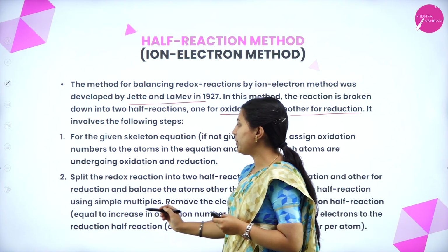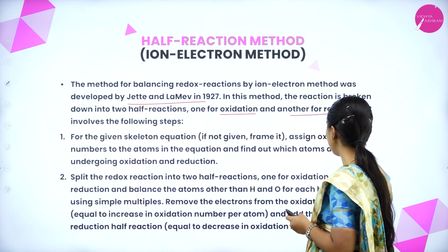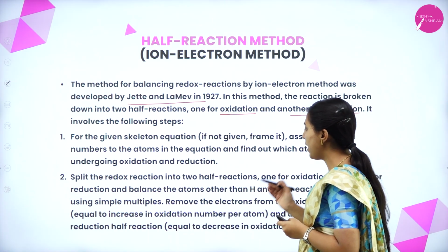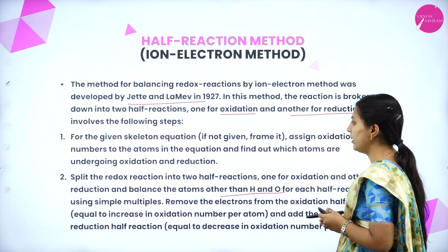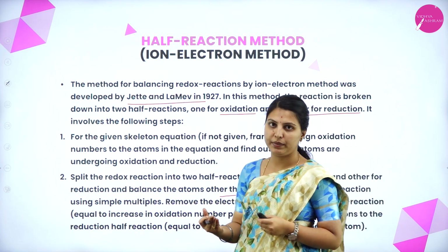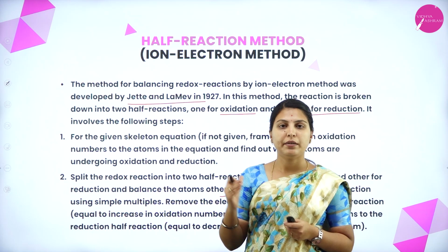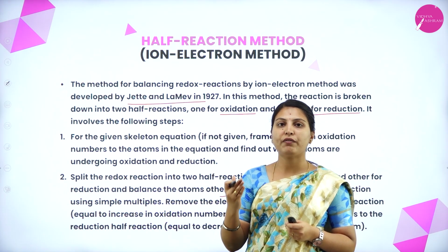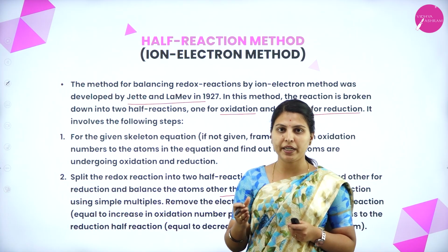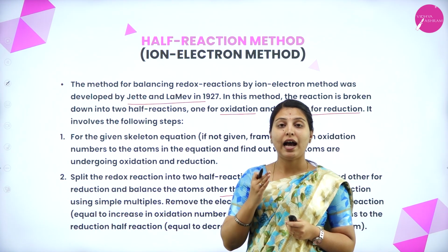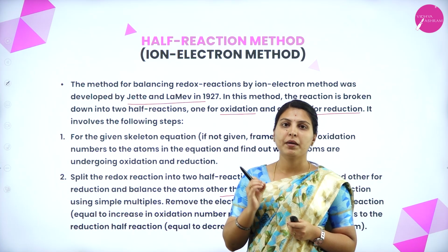Next, step 2. Split the redox reaction into two half reactions, one for oxidation and another for reduction, and balance the atoms other than hydrogen and oxygen for each half reaction using simple multiples. Same step which we have seen in the oxidation number method also, but the different step is here. You have to first separate the oxidation reaction and reduction reaction. After separating, you have to balance atoms other than hydrogen and oxygen by using simple multiples.